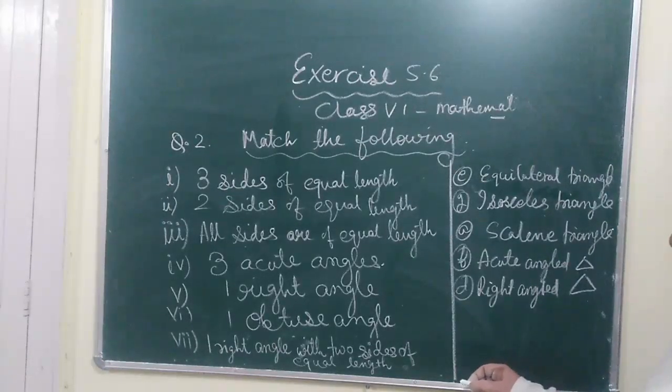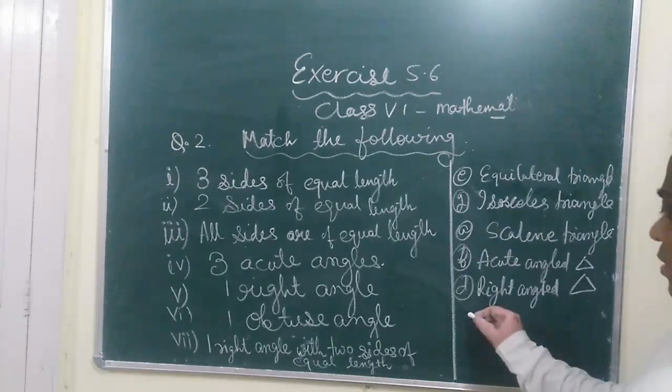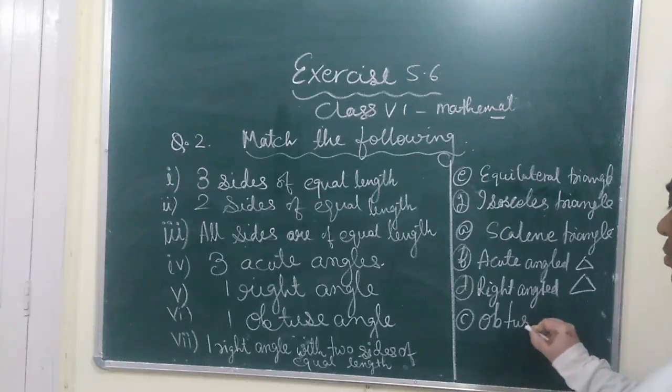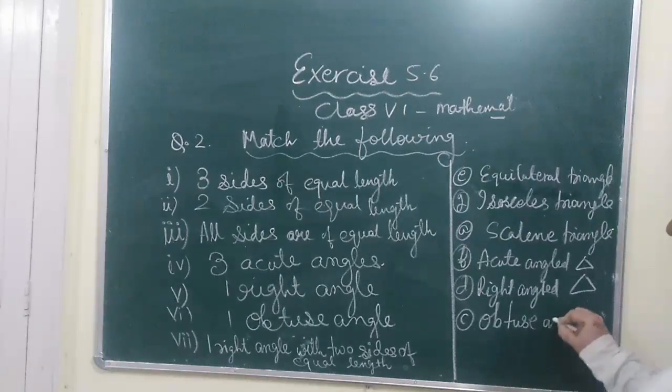Six is obtuse angle. So obtuse angle will be obtuse angle triangle, and it can be paired with C, obtuse angle triangle. And seventh and the last, one right angle with two sides equal.